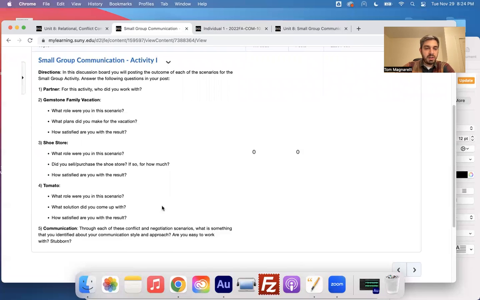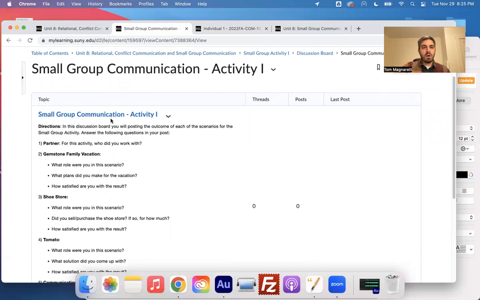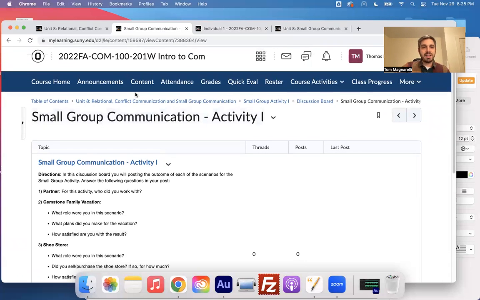The 5th element, communication. Through each of these conflict and negotiation scenarios, what is something that you identified about your communication style and approach? Are you easy to work with? Are you stubborn? Do you have to get your way? And so that will sum up your discussion for the small group activity 1. Do some analysis, talk to us about how the negotiations went, and how did you do? What was it like? That sort of thing. Okay, so that is your first activity.